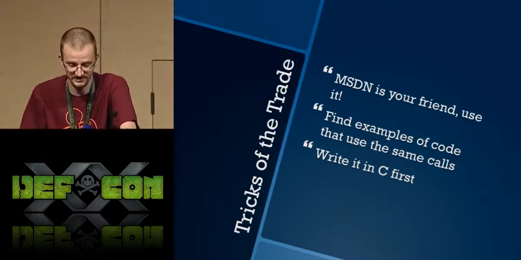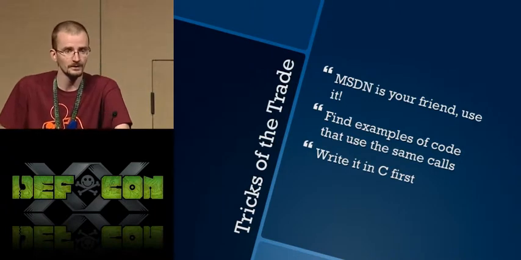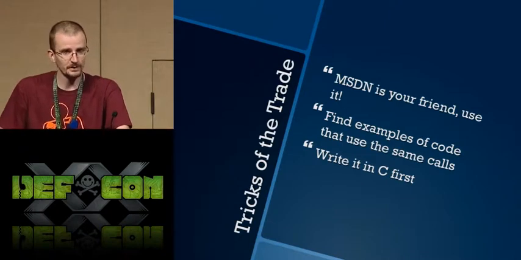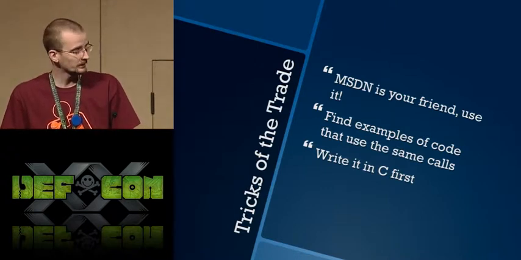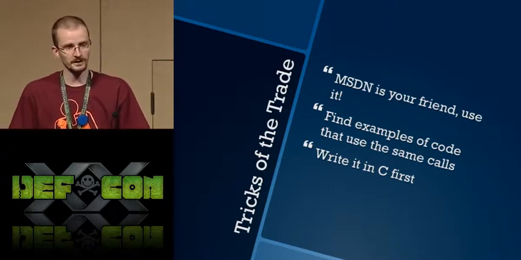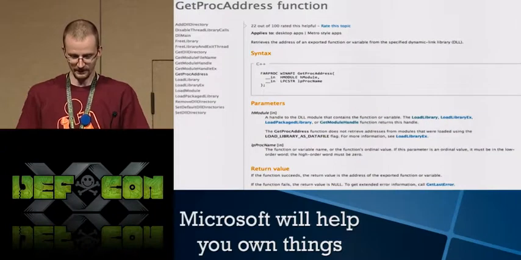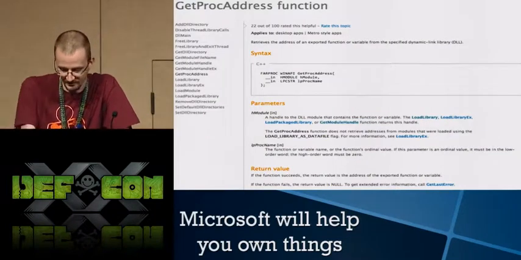So use MSDN, find examples of the code in C, and whatever you're trying to do, write it in C first. Because you're doing this weird transition from Ruby into C, and sometimes things don't behave the way you expect. So if you write it in C and look at it in memory at the time, you can know exactly what to expect, and then when you go to do it on the Ruby side, it goes much faster.